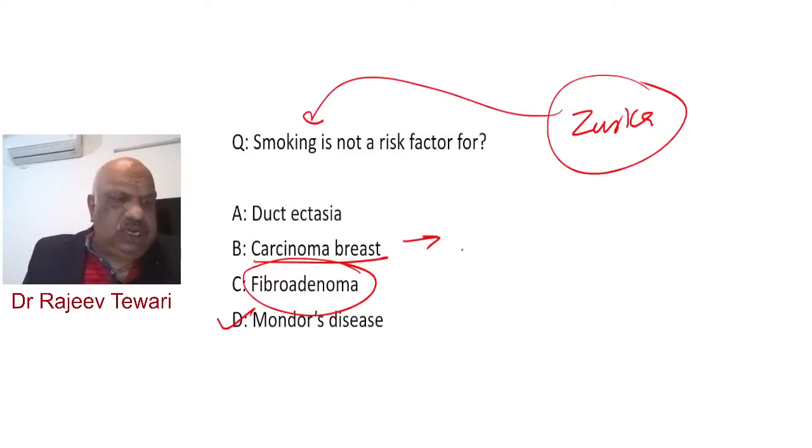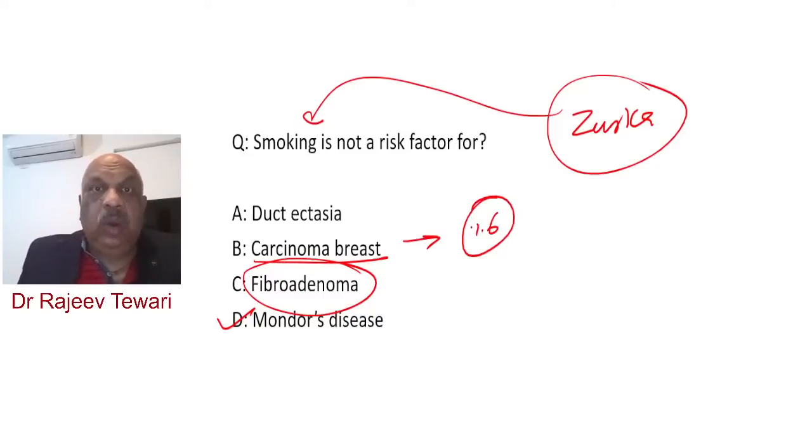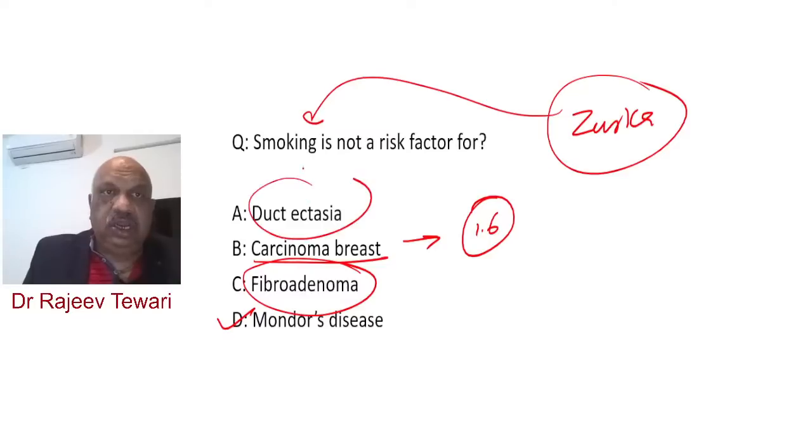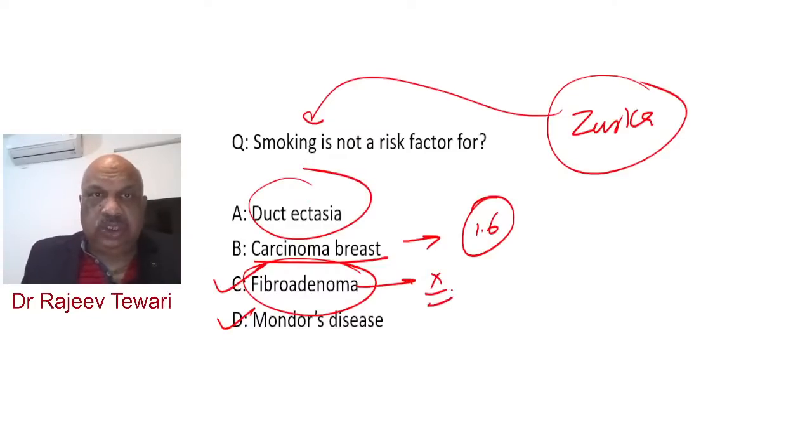Cancer: some books say it's not a risk factor, but some books say there is a 1.6 times risk with cancer. Davidson says there's a risk with smoking, so you should consider smoking as a risk factor. Though some books say it's not a risk, I'll consider it as a risk. Endocarditis also is associated with smoking, while fibroadenoma is not at all associated with smoking.